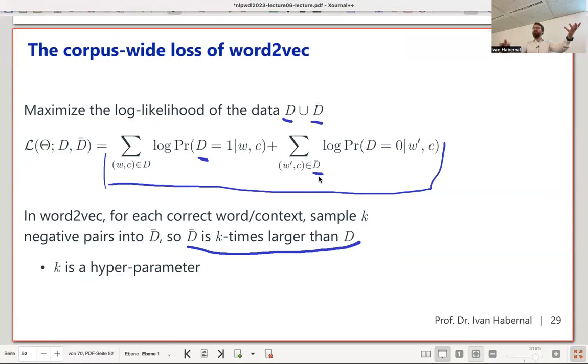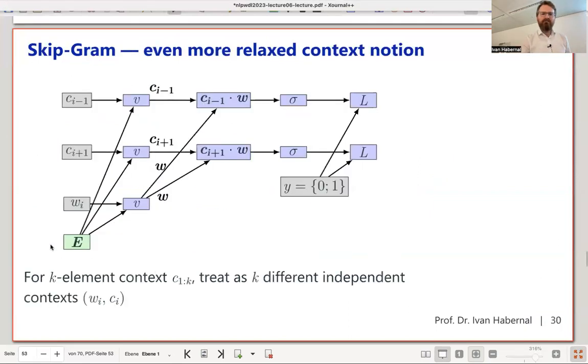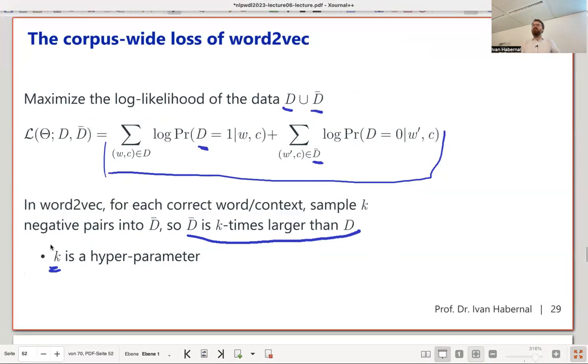So for the same context, you take, like, the wild bark loudly, and you create the wild dog bark loudly, and 20 random examples for the same context. So it's k times more. The k is a hyperparameter, 10, 20, I guess it was 20 in Word2vec. Empirically it showed to be better to have more negative examples than positive ones.